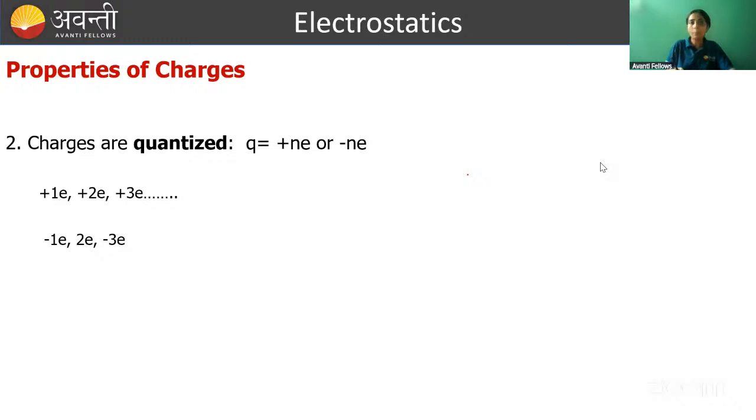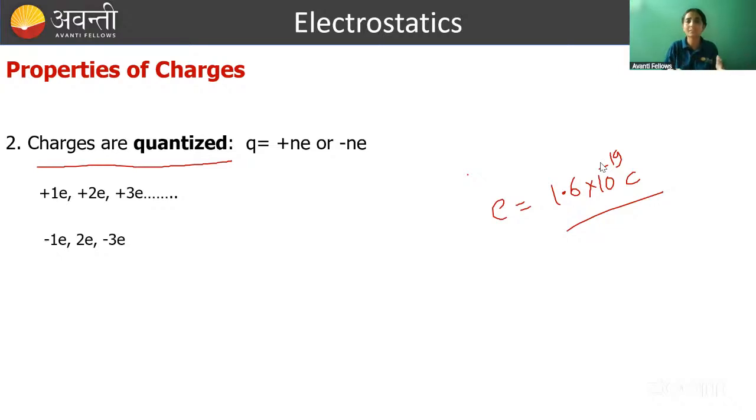Now, the second property is that charges are quantized. What does it mean? Quantization का मतलब क्या है? So the simple thing is that the smallest value of charge that we are going to read is the charge on electron. That is equal to what? 1.6 into 10 to the power minus 19 coulomb. So much research has happened, and there are also particles which carry charge less than that of an electron, but that is beyond our syllabus. In our syllabus, we will be remembering that the smallest charge that a particle can carry is equal to the charge on electron, and that is equal to 1.6 into 10 to the power minus 19 coulomb.